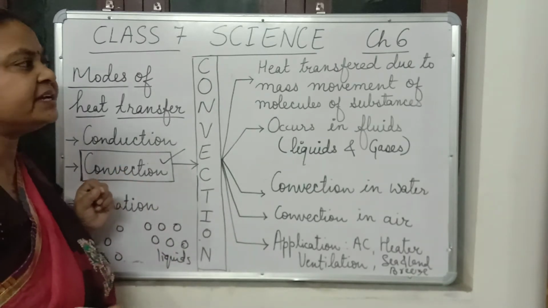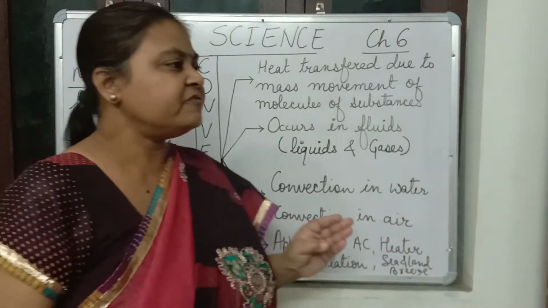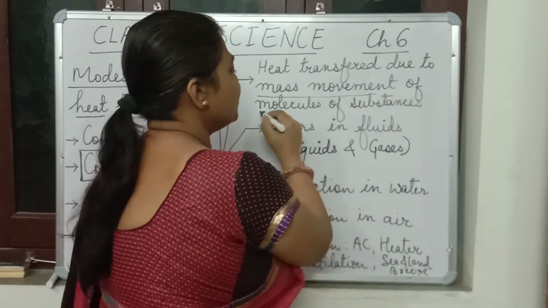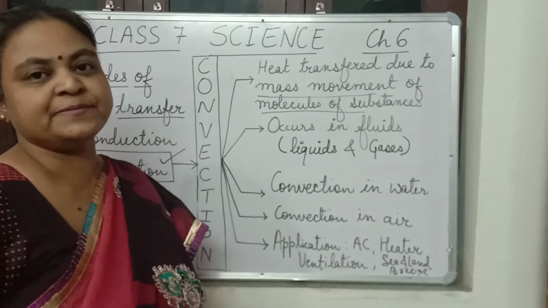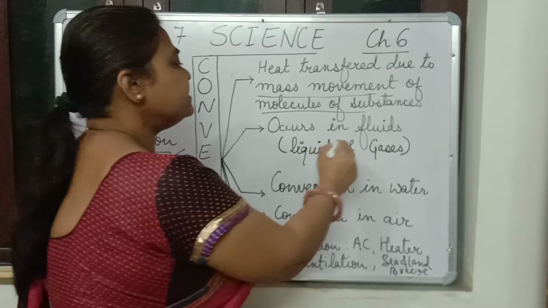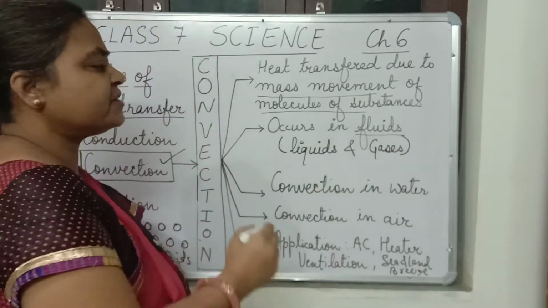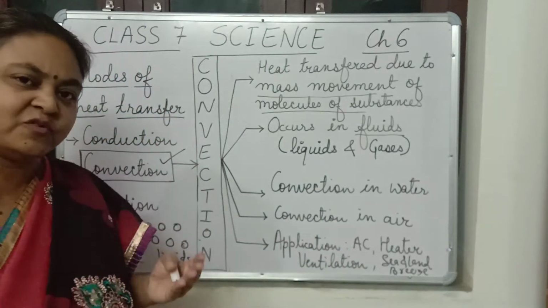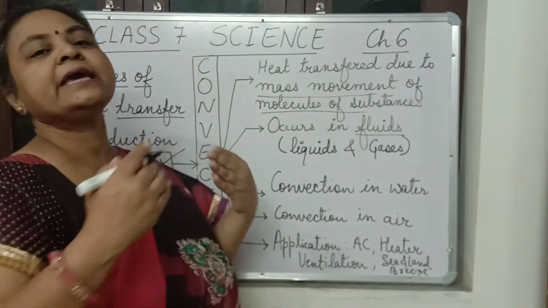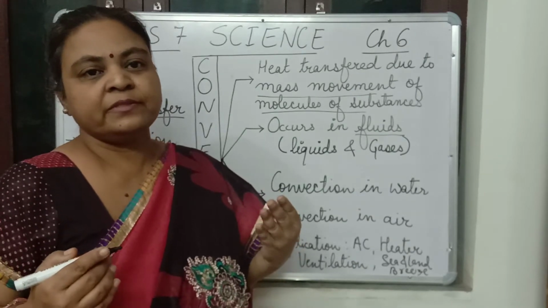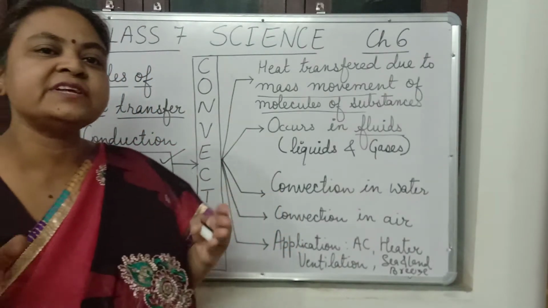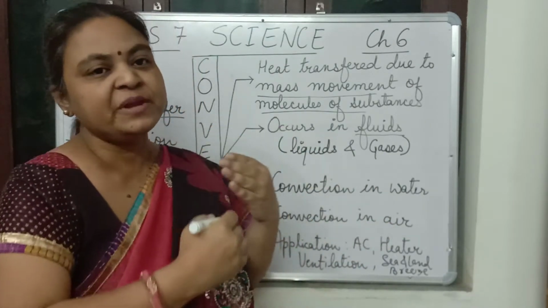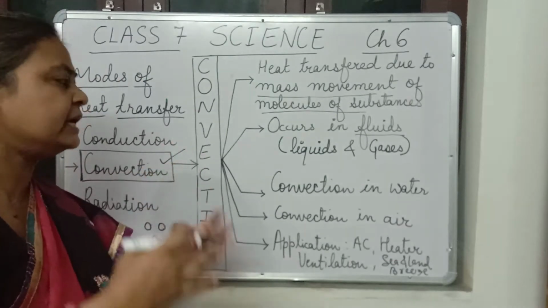Now let us define convection. Convection is the mode of heat transfer in which mass movement of molecules of substances takes place. And this occurs in fluids, that is liquids and gases, because the molecules of liquids and gases can move easily. So while moving, they can carry the heat with them, right? And heat always travels from the hot body to the cold body. So the hot molecules will get replaced by the cold molecules and they will gain the heat.